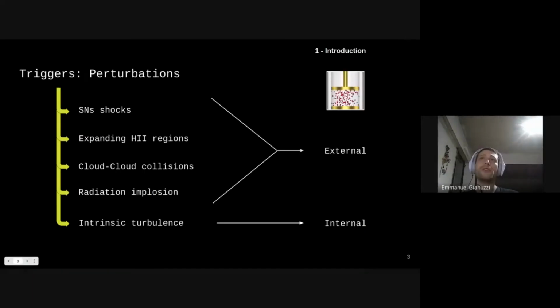The perturbation that triggers the gravitational collapse can be external, such as expanding HII regions or cloud-cloud collisions, or it can be internal, such as the intrinsic turbulence. In this work, we focus on this internal process.